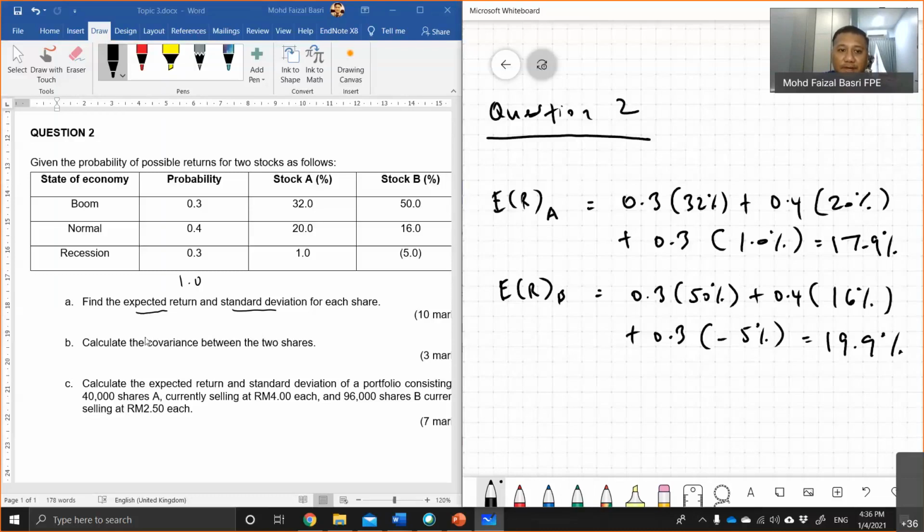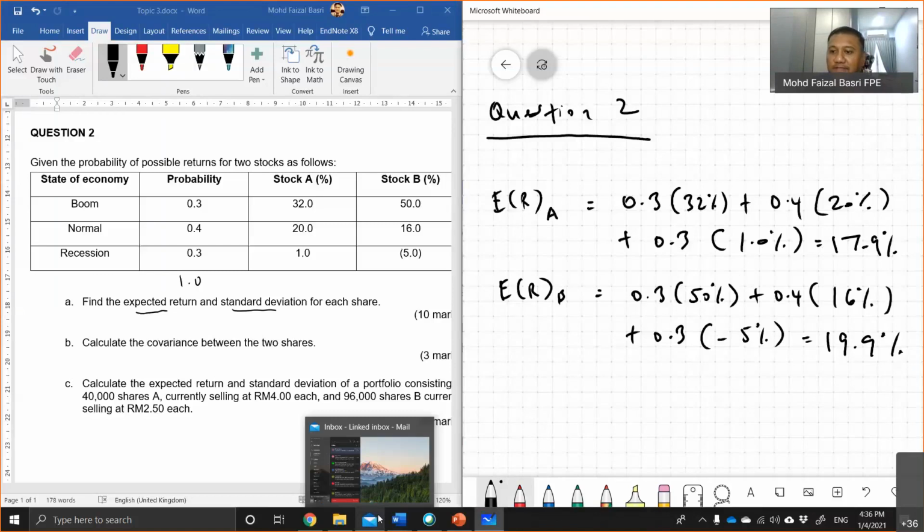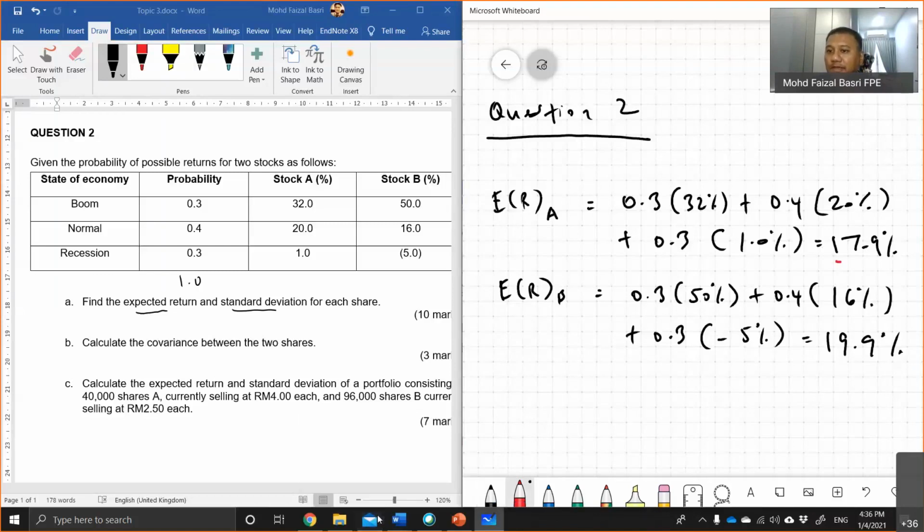Okay, so that's the first part of the question: find the expected returns for each share. So these are the answers. We have 17.9 for stock A and 19.9 for stock B. So we move on to the second part, which is the standard deviation.